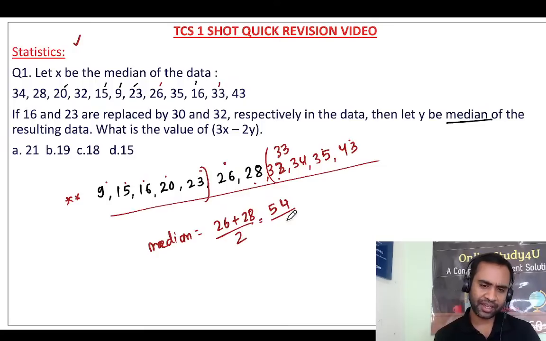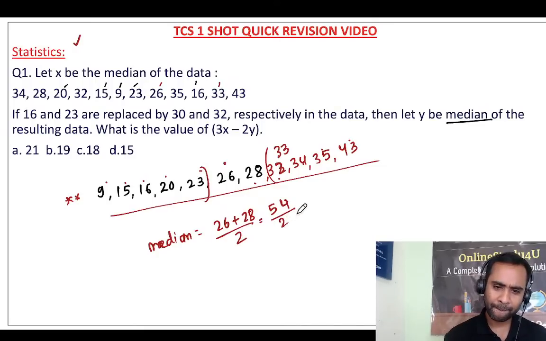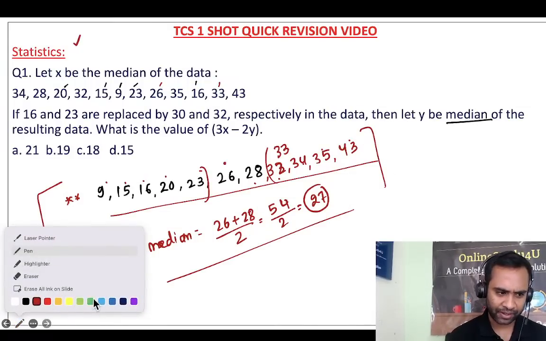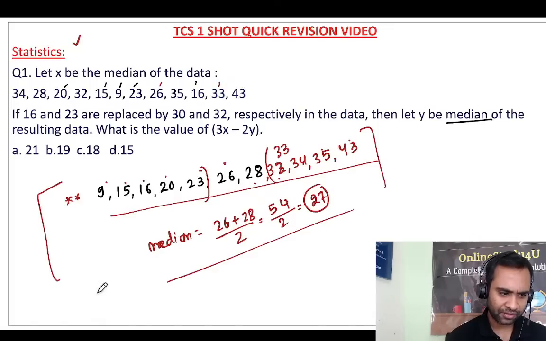Is there any mistake here? Have I missed any data? 81 minus 62. No, have I missed any data? This is fine. 27 you are getting, right? Now let me know if any data is missed. Okay, fine. Next is what they're telling.